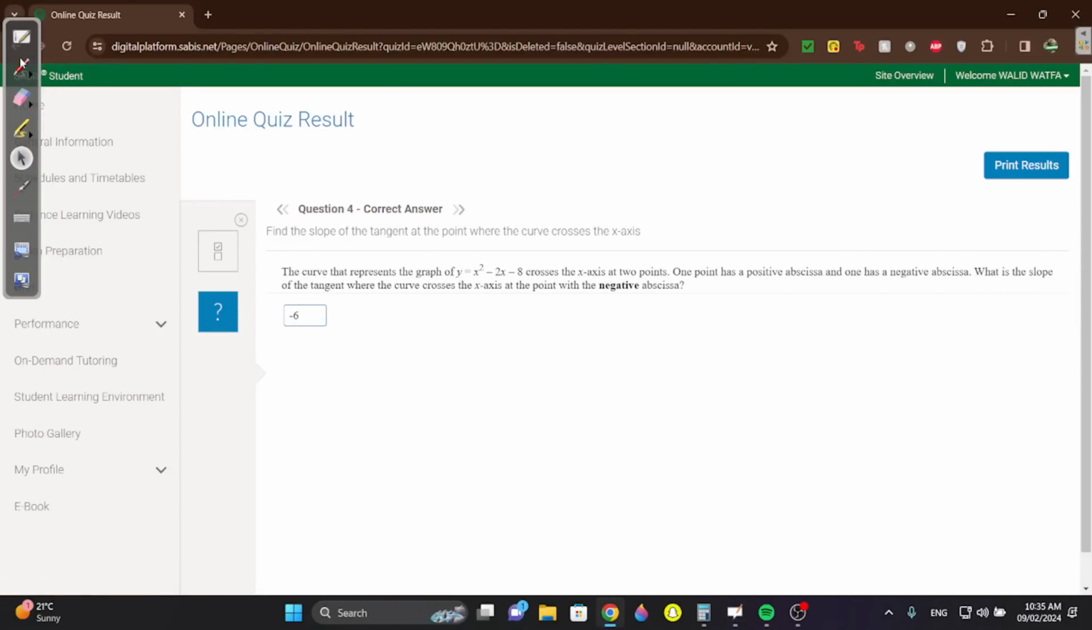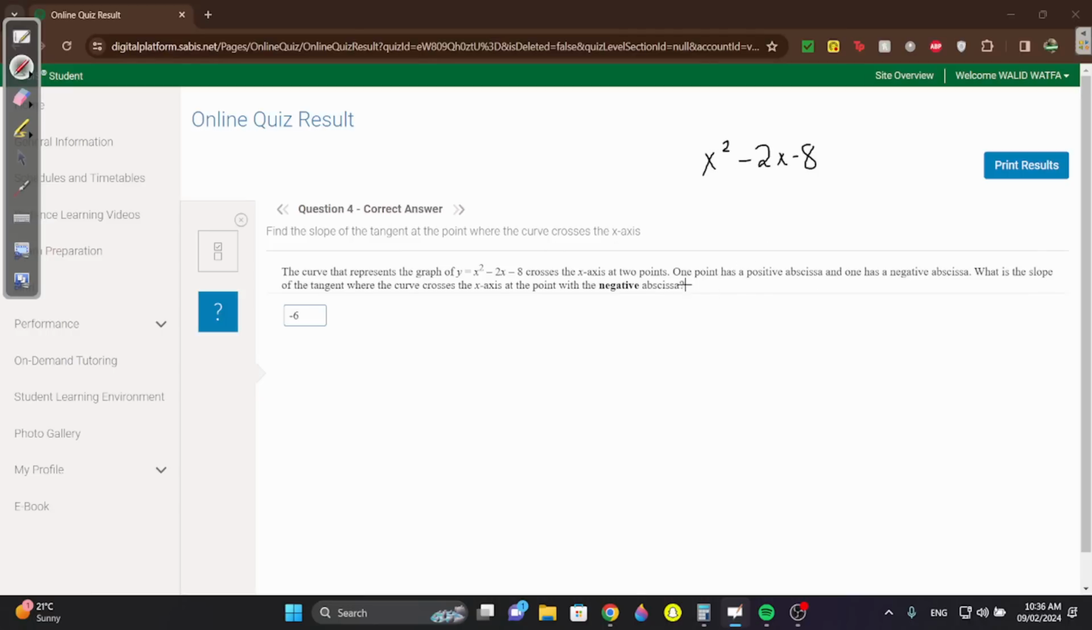But in the AMSs, they never got questions like this. Okay, x squared minus 2x minus 8 crosses the x-axis at 2 points. One point has a positive abscissa and one has a negative abscissa. What is the slope of the tangent where it crosses the negative abscissa? Okay, abscissa means x. Look, you guys know x squared minus 2x minus 8.